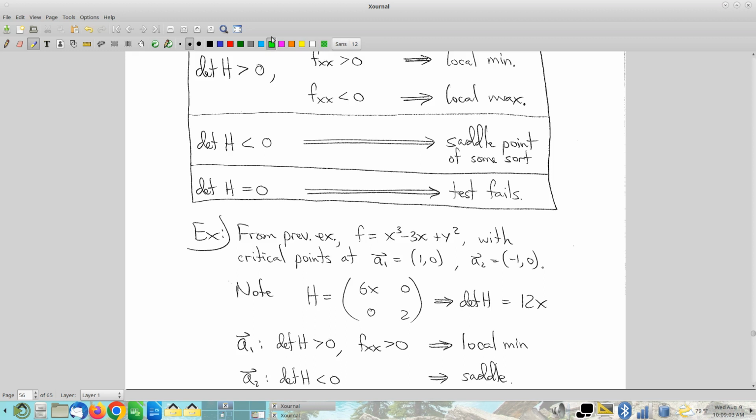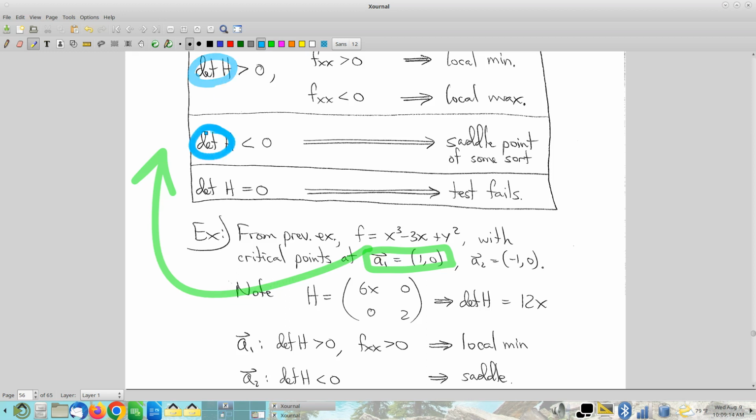So let's start by considering this point right here, (1, 0). I've got to take this and plug it into my test. My test says I'm going to need to know what the Hessian determinant is, whether it's positive, negative, or 0. Okay, so let's compute the Hessian determinant. Here's the formula for the Hessian determinant, and you'll notice that for this point, plugging in x being 1, that Hessian determinant is positive.